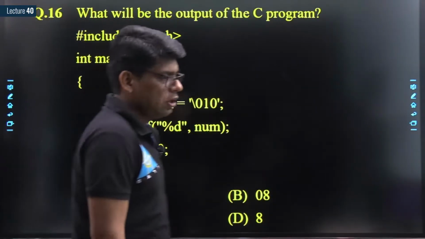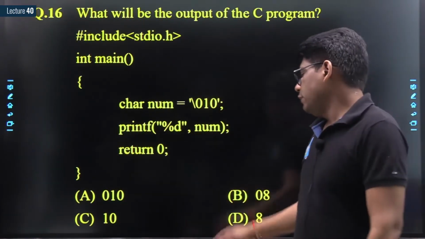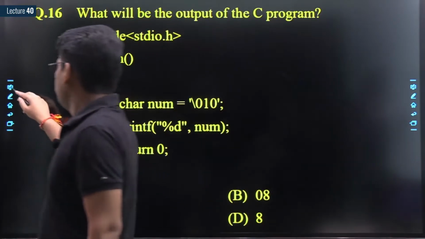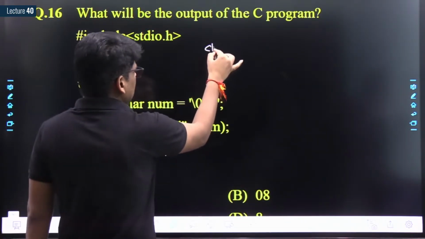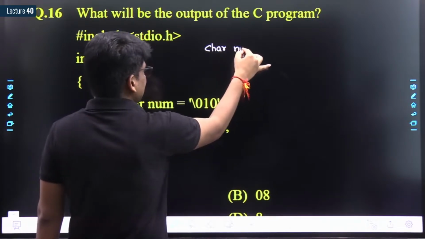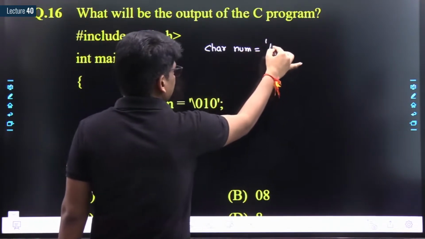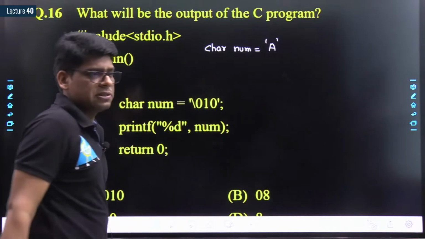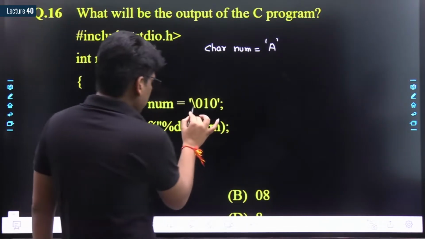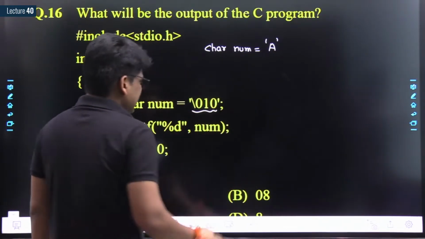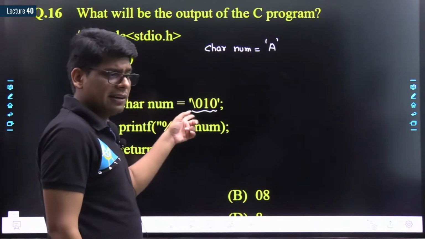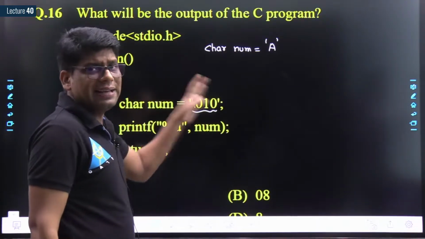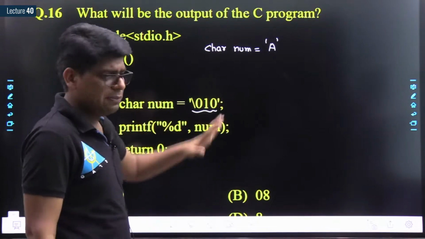Sir, let's try to solve question number 16. Some new concept is there. Till now we know something like this, that within char we can write something like this. Okay, sir. But here, sir, what about this? 0, 1, 0. Sir, this is nothing but an escape sequence.